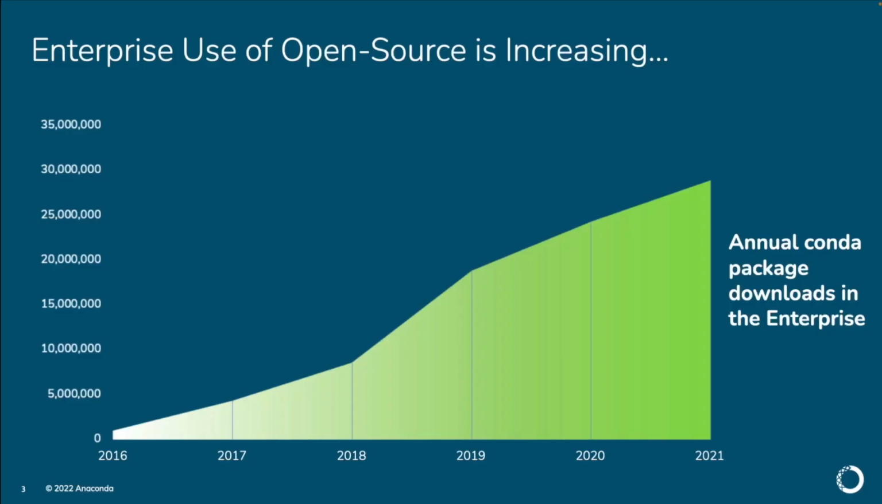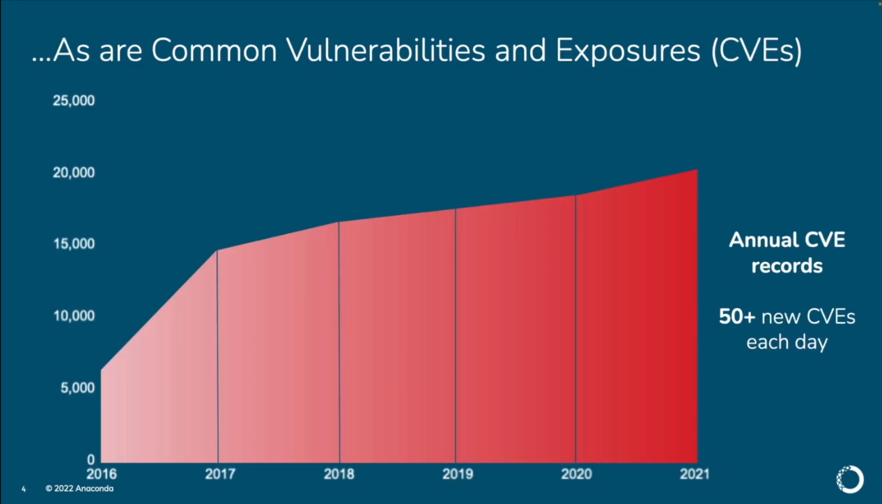Now, if you joined us for our last webinar, you'll recognize this graph. What we're seeing in our Anaconda package download data is that enterprise use of open source software is increasing year over year. And with that increase in use of open source software, of course, comes an increase in vulnerabilities and exposures that we're seeing. In fact, we're seeing over 50 new CVEs each day. The rate at which new CVEs are coming onto the scene is triple what it was 5 years ago. So the problem is accelerating.